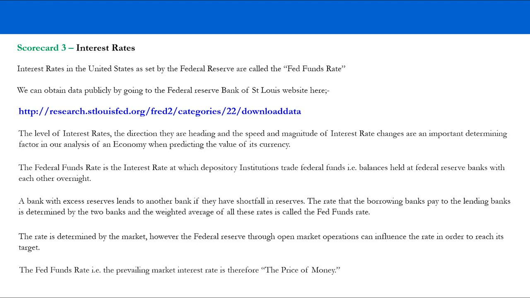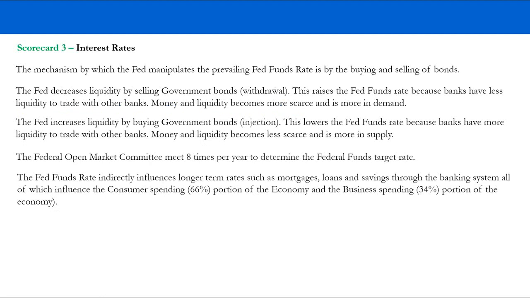Now, the mechanism by which the Fed manipulates the prevailing Fed funds rate is by the buying and selling of government bonds. And if the Fed wants to decrease liquidity, they basically sell government bonds, and this creates a withdrawal, so money comes out of the system. And what this does by way of the mechanism is raise the Fed funds rate, because banks have less liquidity to trade with other banks. Money and liquidity becomes more scarce and is therefore more in demand.